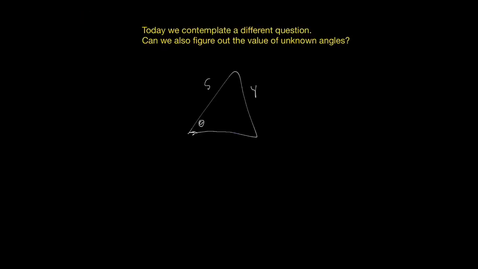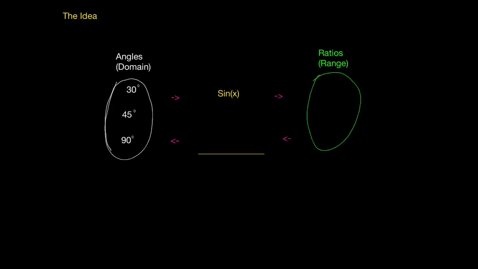Today we contemplate a different question. Can we also figure out the value of unknown angles? So suppose that we have a right triangle, and we have two sides. Knowing these two sides, will we be able to find the measurement of the unknown angle? And the answer is yes. In order to do that, we're going to need the help of something called an inverse. So let's take a look at the idea.